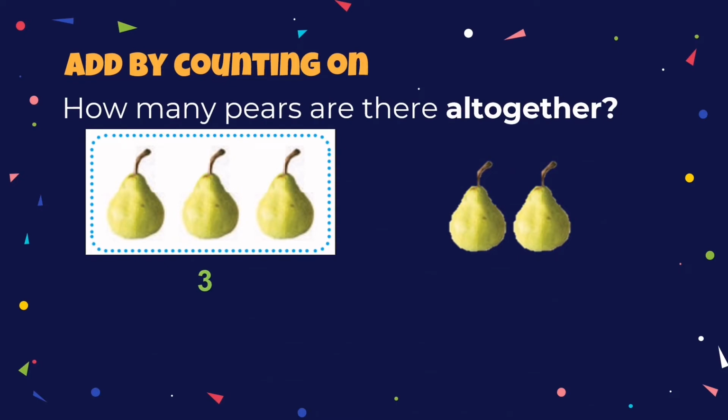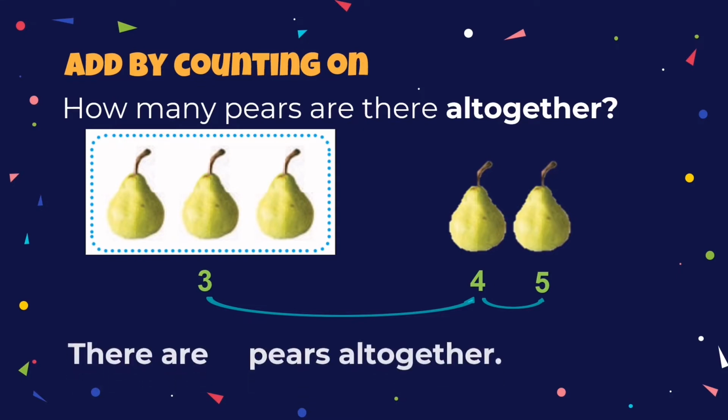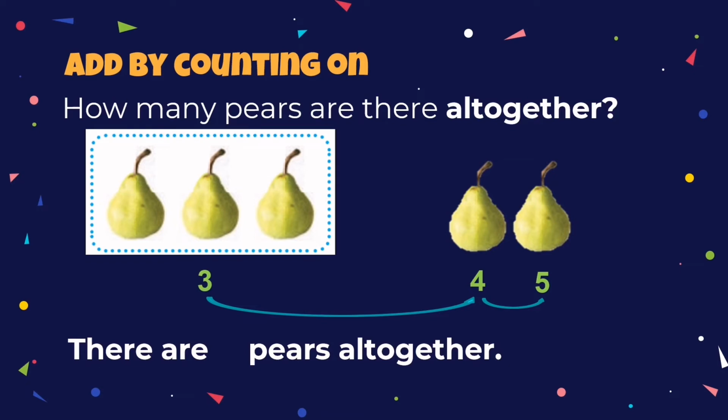The first picture we have 1, 2, and 3. So we have 3. Let's start counting on. 3, 4, and 5. So how many pairs do we have? There are 5 pairs altogether. So 3 plus 2 make 5. Good job.